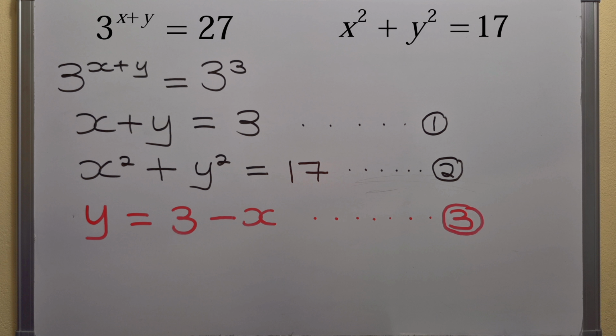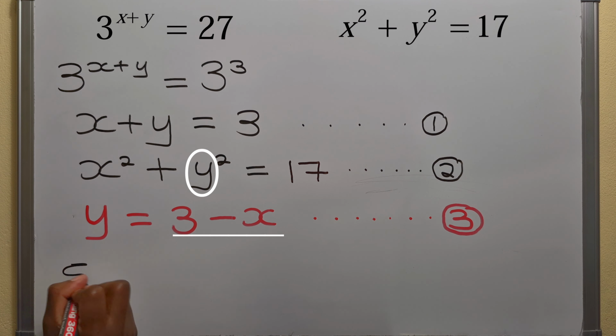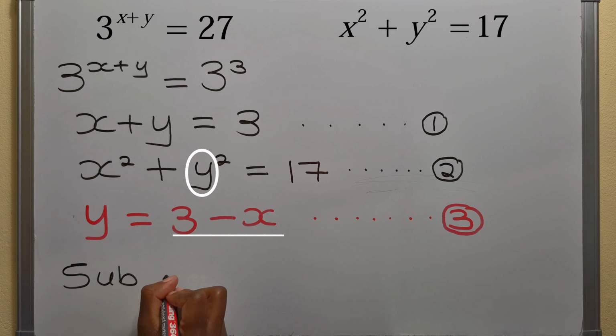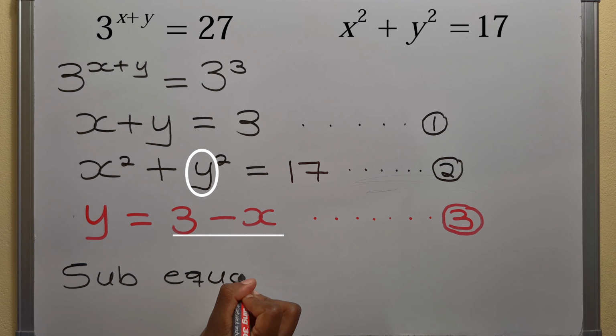Number 3, because you used equation 1 to create equation 3, you now substitute equation 3 into equation 2. That means wherever you have y on this equation, you write 3 minus x. We're also going to write it down to show what we are doing. Substitute equation 3 into equation 2.